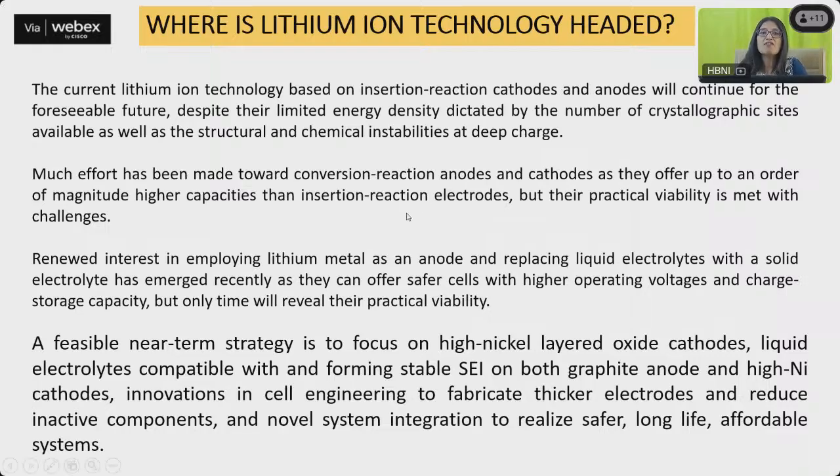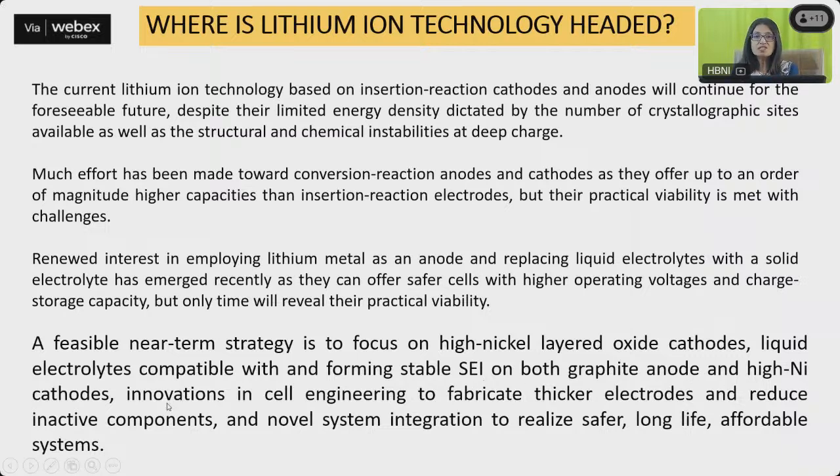And of course, you have a lot of renewed interest in employing lithium metal as an anode and replacing this liquid electrolyte with a solid electrolyte. But still a lot of research has to go into this field. So as of now, the feasible near-term strategy is to focus on high nickel layered oxide cathodes and liquid electrolytes which are compatible with and form a stable SEI on both the graphite anode as well as these high nickel cathodes.